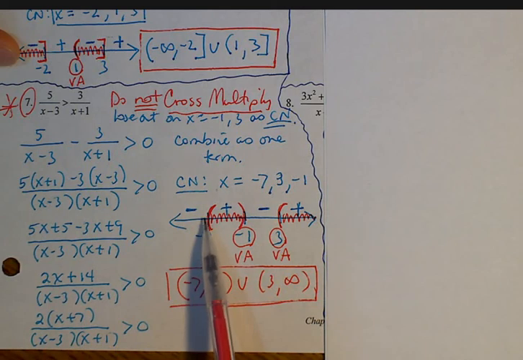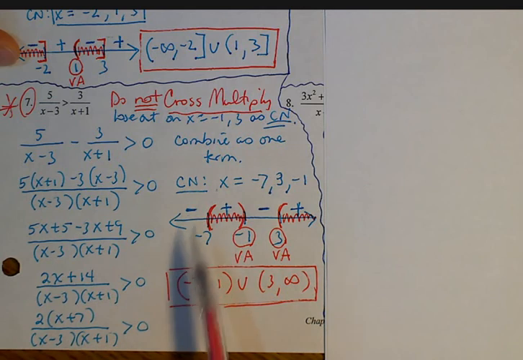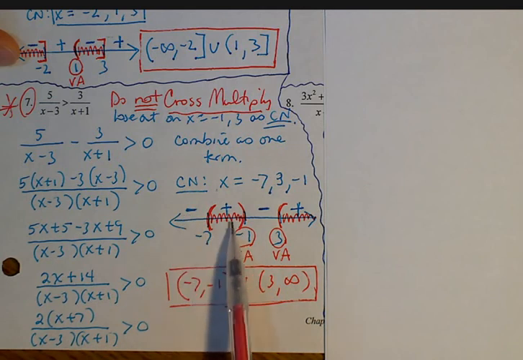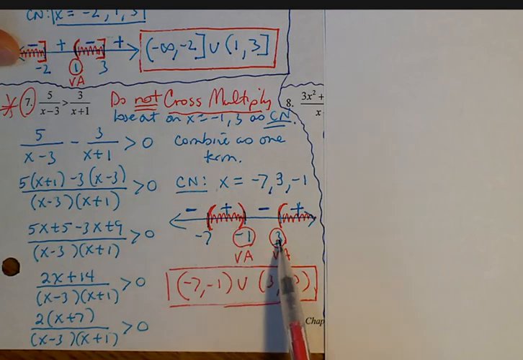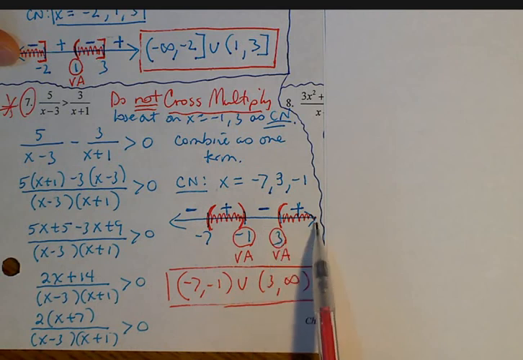And so if I put in a negative 8, the 2 is always a positive, so I can just disregard that. So I'll get a negative, and a negative. So 3 negatives will give me a negative. And then in the region of negative 7 to negative 1, it'll be a positive. In the region of negative 1 to 3, it'll be a negative. And in the region of 3 to infinity will give me a positive.